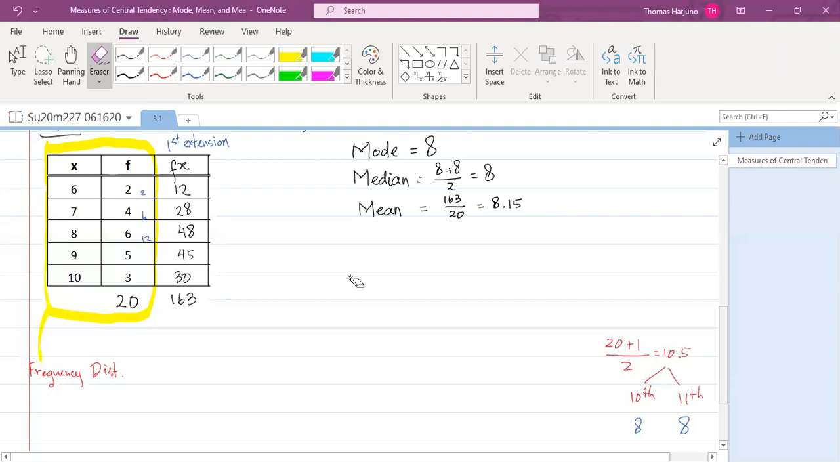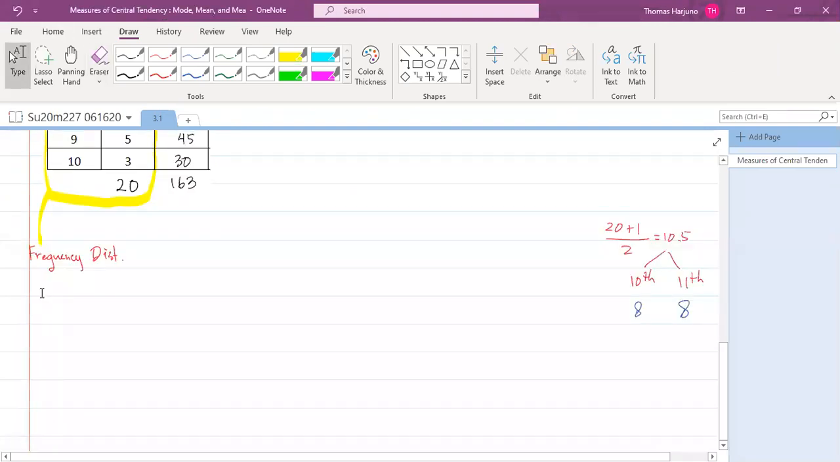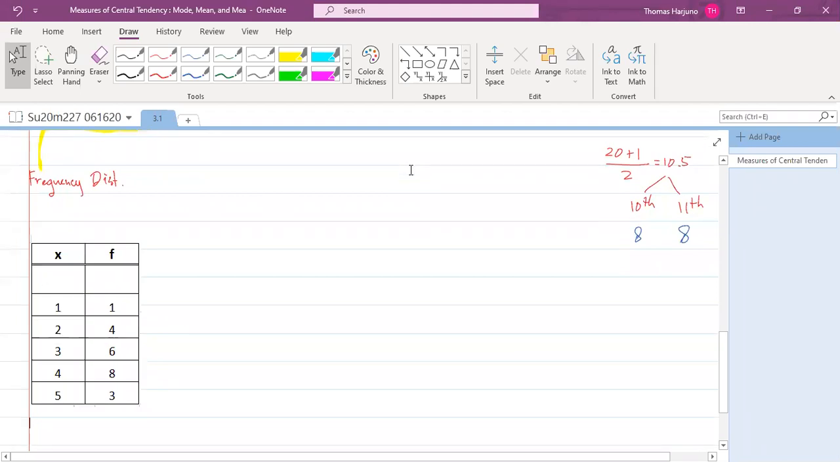Okay, let me ask you to try this one. Ignore this first row here. Call this example three. Find the mean. Start with the mode. Find the mode. Median. Okay, how many minutes? I guess I give you 5 minutes.